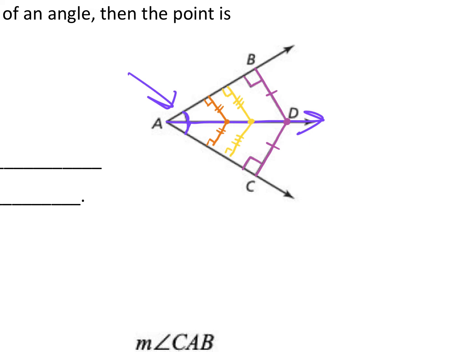So the distance to the rays of the angle has to be the same. Equidistant, right? The same distance.